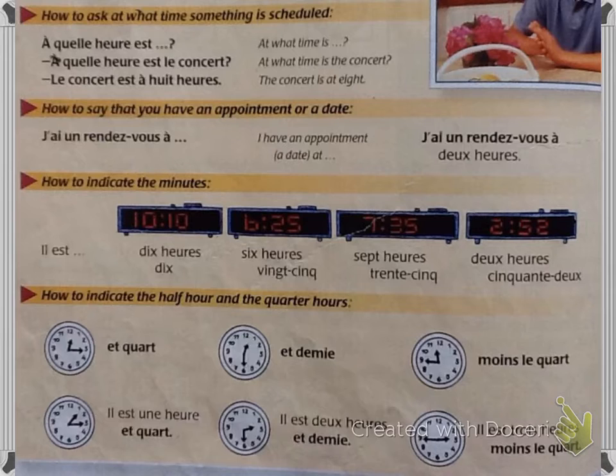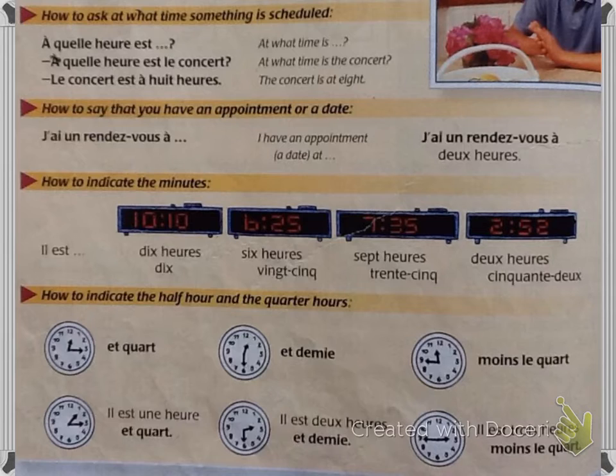J'ai un rendez-vous à is how you talk about having an appointment or a date. And then this specific amount of minutes. So again, we see the examples here: 10:10, 6:25, 7:35, and 2:52. It's just the number, hours, and then the number of minutes.